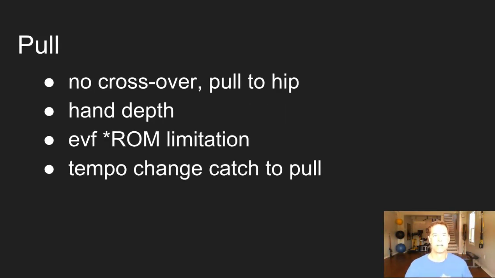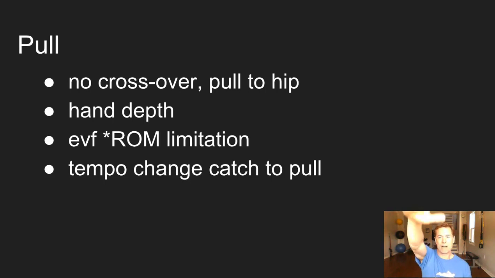The pull. It's not uncommon for swimmers to pull across the midline of their body. We want them to think about pulling towards the same side hip, and almost as they get to that hip, then they rotate and that hip rotates out of the way. The hand depth, EVF, the third point is early vertical forearm. So these things are connected.